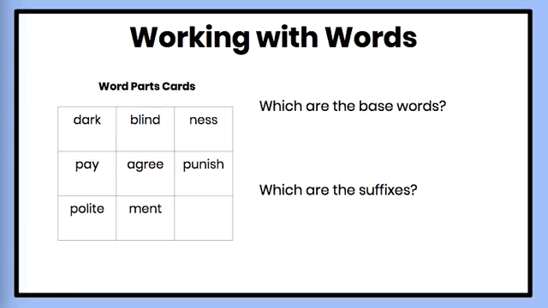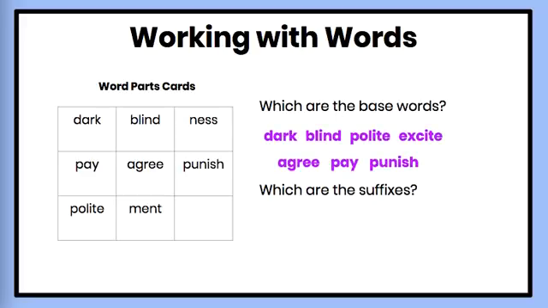We have base words and we have suffixes displayed here. Which of these are base words? That's right, dark, blind, polite, excite, agree, pay, and punish are all base words. Which of these are the suffixes? Ment and ness. Great job.